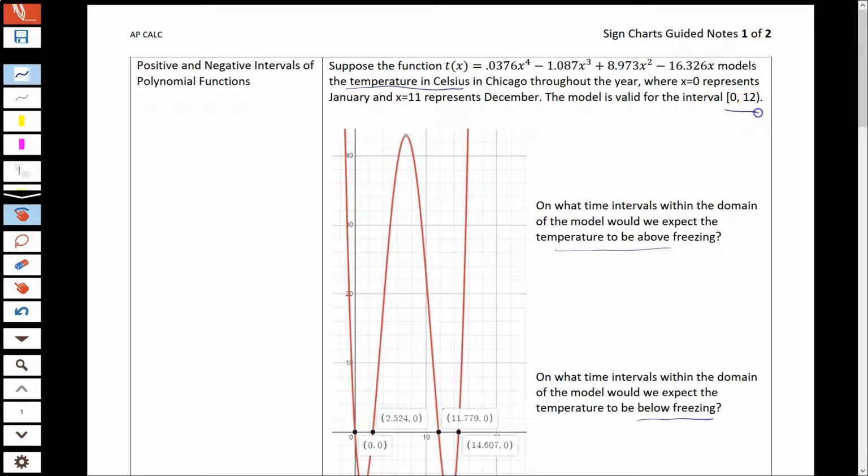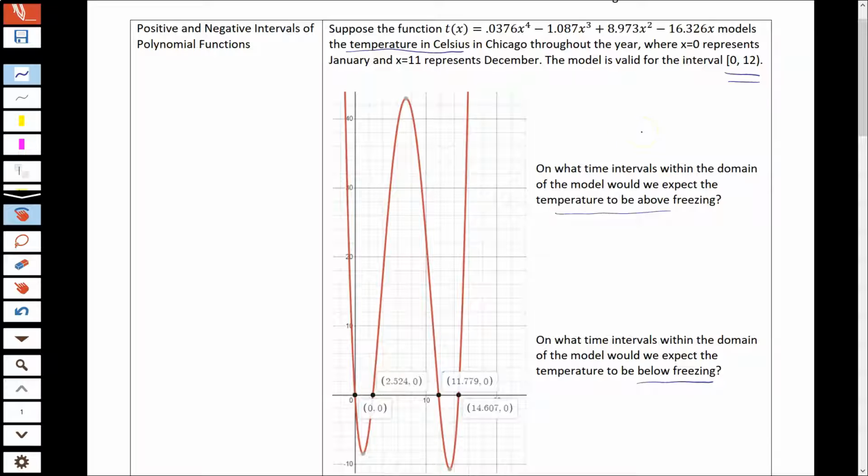Notice, remember, the function is only valid for 0 to 12 because there's only 12 months, right? So we don't need to worry about this last 0 here. We're just going to worry about those first 3 because the model breaks down before we get there. All right? So when would we expect the temperature to be above freezing? Well, above freezing is 0, right? So above freezing would be T of x greater than 0, right?